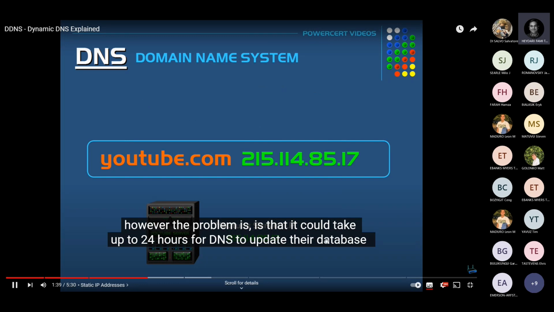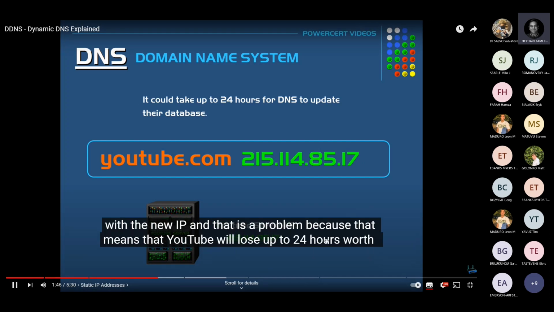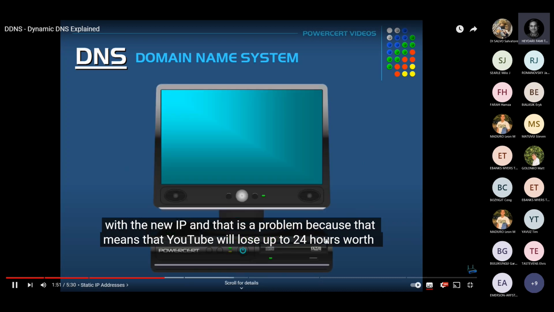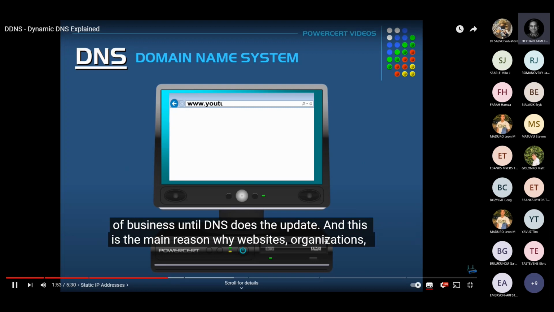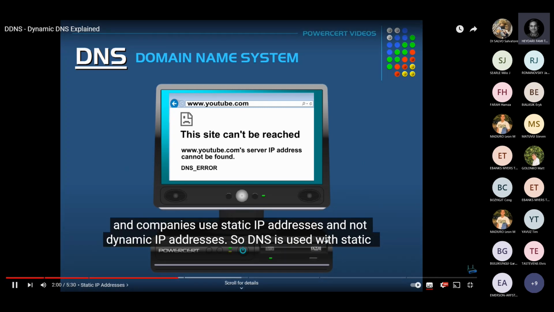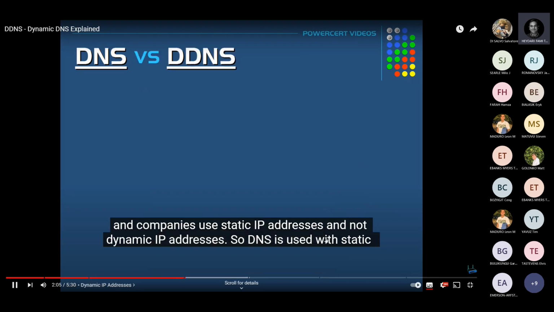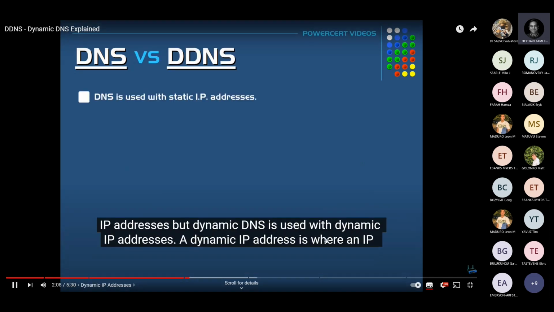However, the problem is that it could take up to 24 hours for DNS to update their database with the new IP. And that is a problem because that means that YouTube will lose up to 24 hours worth of business until DNS does the update. And this is the main reason why websites, organizations, and companies use static IP addresses and not dynamic IP addresses. So DNS is used with static IP addresses, but dynamic DNS is used with dynamic IP addresses.